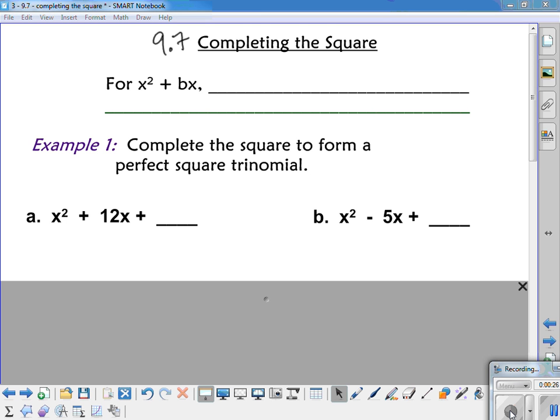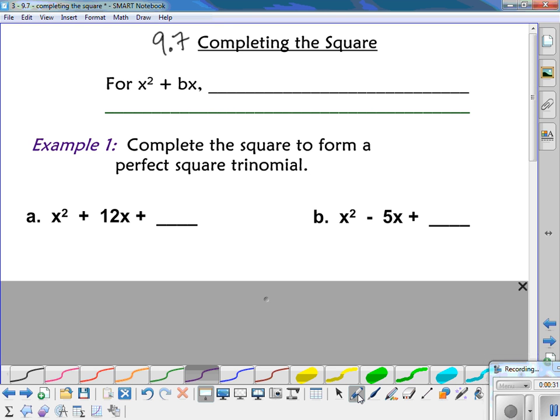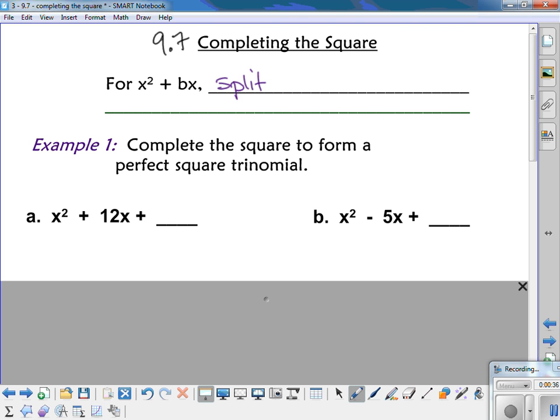Okay, so we're going to talk first about just what completing the square is. So if you have x squared plus bx, you can split the b in half, and then square it. Split the b in half and square it. So we've got several examples where we're going to complete the square and make a perfect square trinomial.